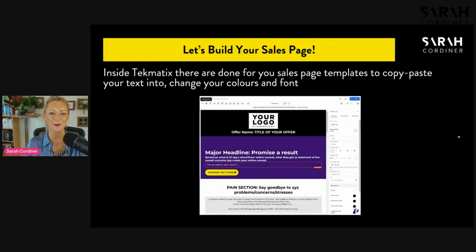What's next? Building your sales page. So now you've got the copy, the text from that sales page creator bot. Now you can go and create your sales page in whichever sales page builder you use.